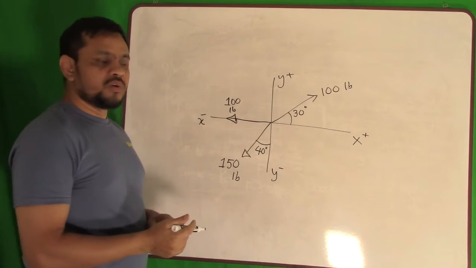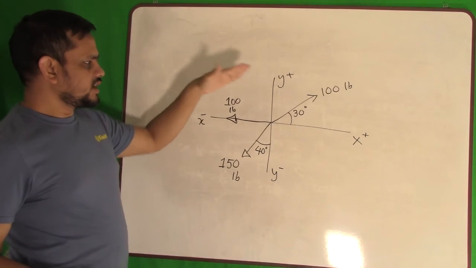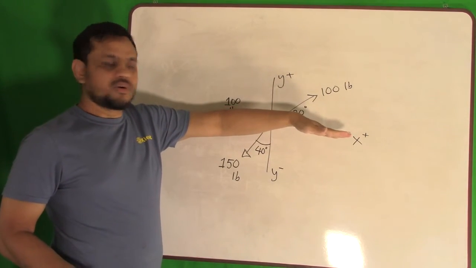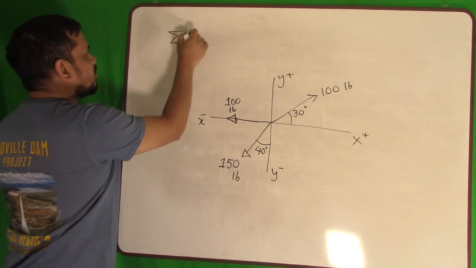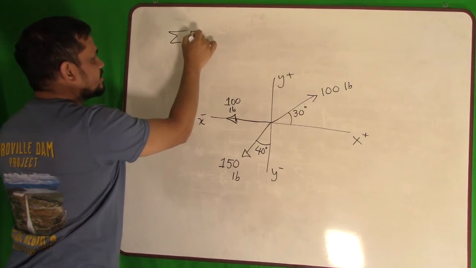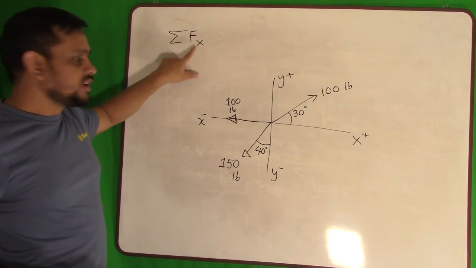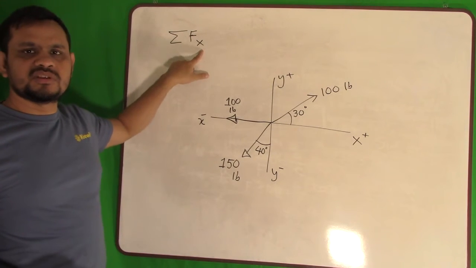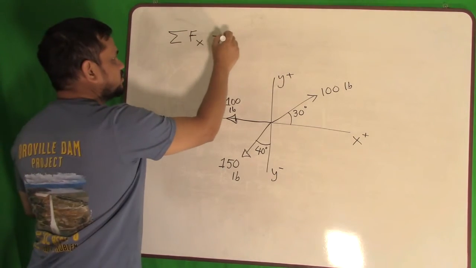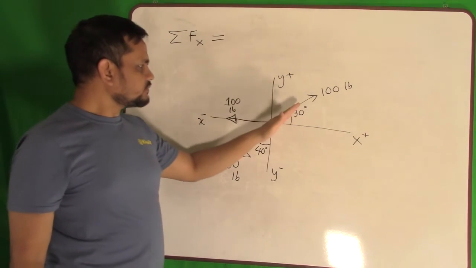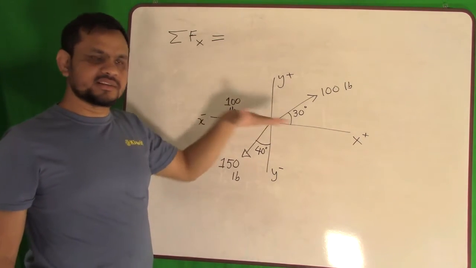First, what we will do, we will take the rectangular components. What about the components along x-axis? So what we will do, we will take summation of force along x-axis. It means summation, F means force, along x-axis. This is a common symbol we use in engineering. Summation of force along x-axis. So what we will do here, we will take the components of all the forces along x-axis.